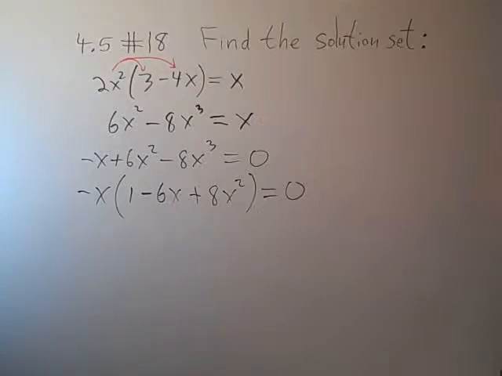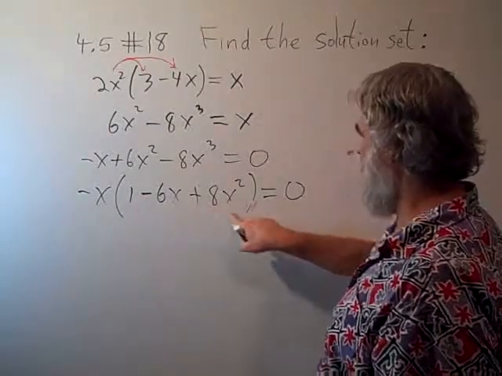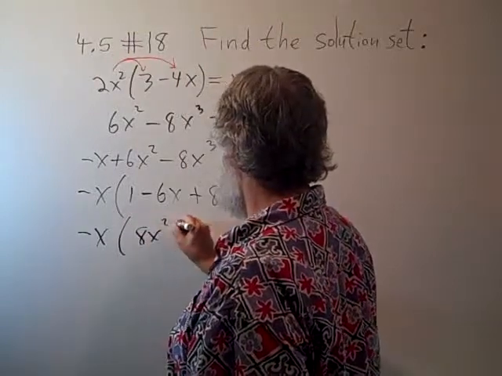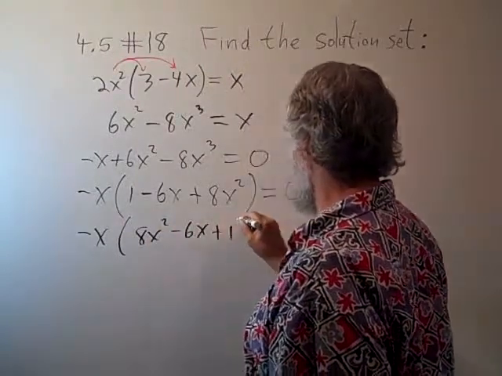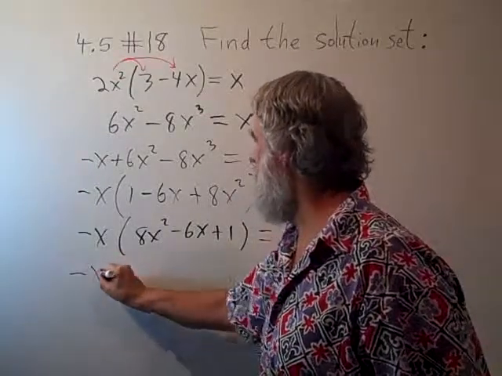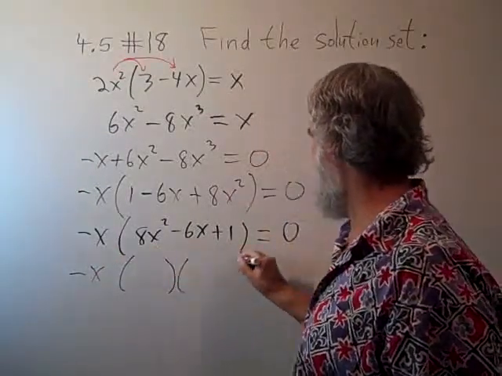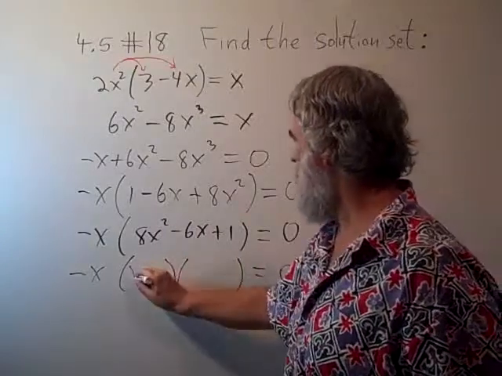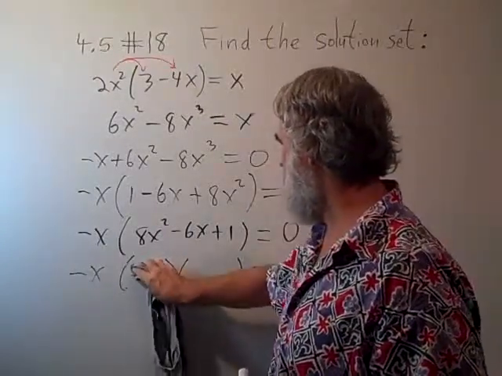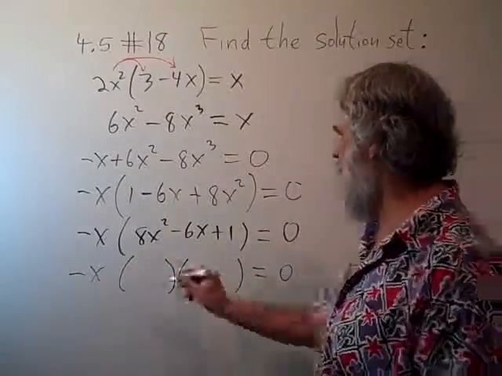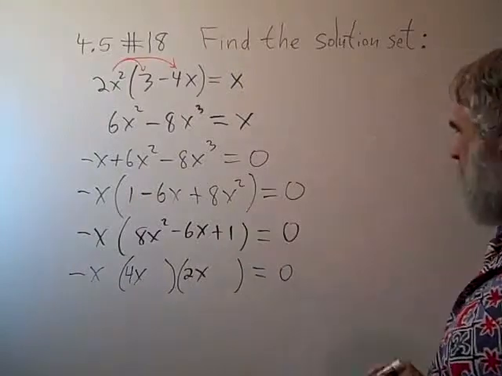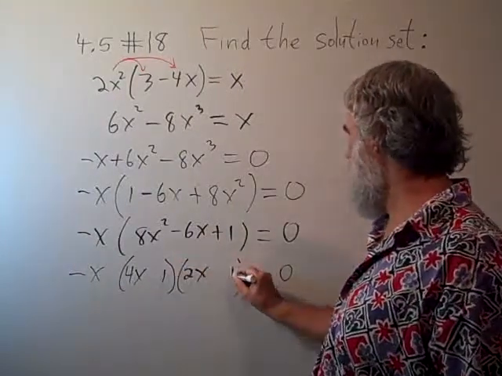So in the parentheses we have a polynomial we'd like to factor here. So this is negative x times 8x squared minus 6x plus 1. Writing it in descending order to make it a little easier. So let's try 4x and 2x and a 1 and a 1.